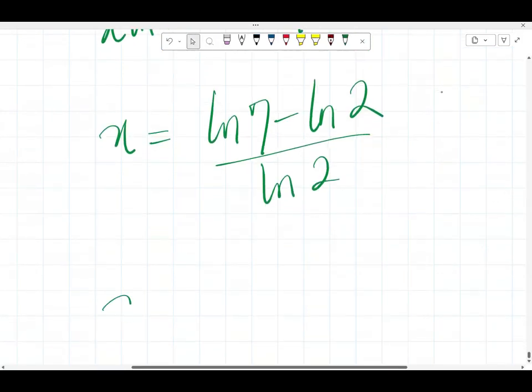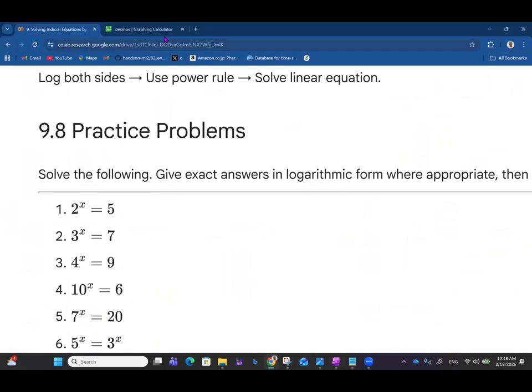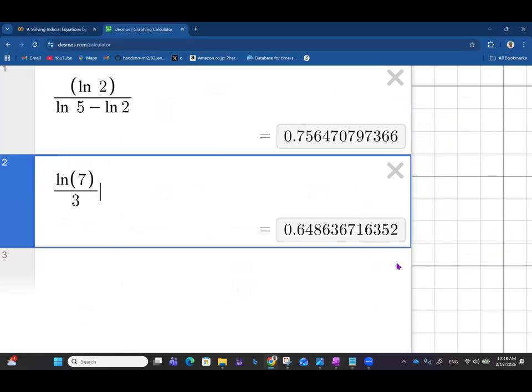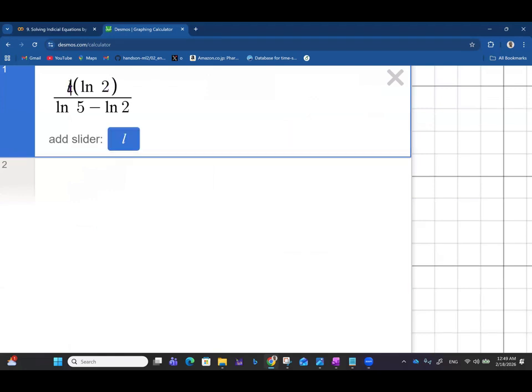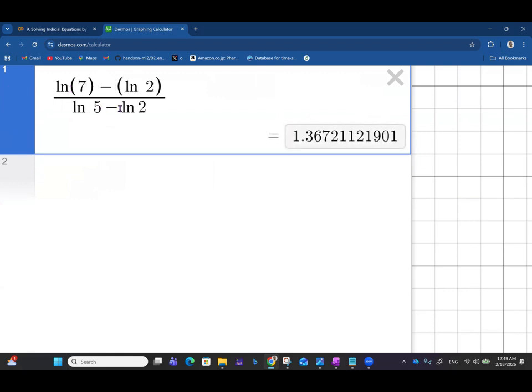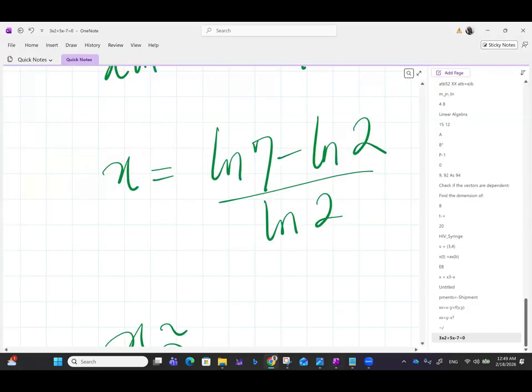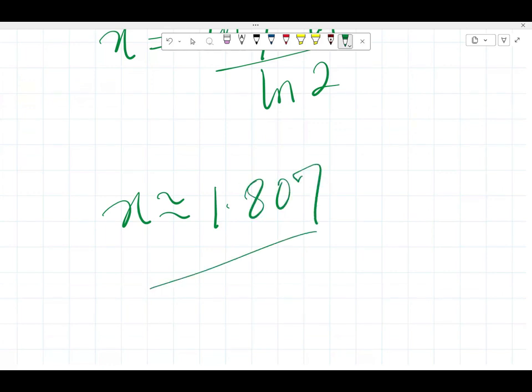Okay, so we can use our calculator now. x is approximately (ln 7 minus ln 2) all over ln 2. So let's go for that. ln 7, okay, there's ln 2 here already. So I just add to this. ln 7 minus ln 2 all over ln 2. Yeah, we have that result. That's approximately 1.807. That's the result we get.